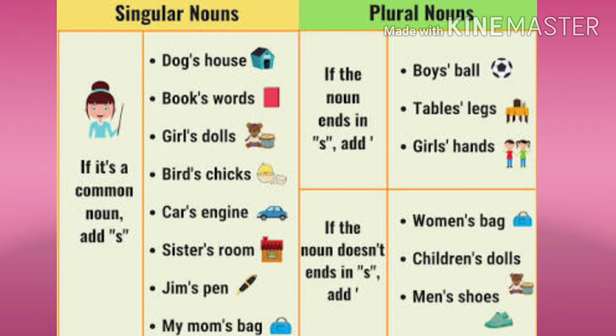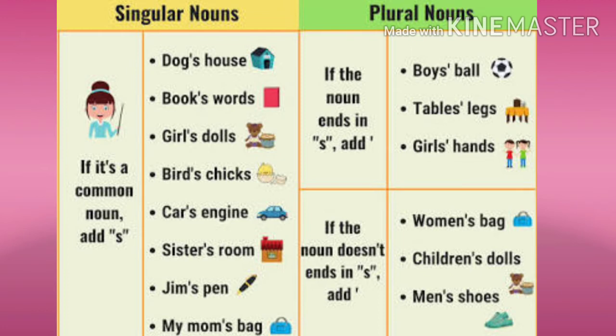Now, let us see what happens with plural nouns. If the plural noun ends in s, we add just an apostrophe. For example, boys' ball, tables' legs, girls' hands. In girls' hands, girls is a plural, so we added the apostrophe at the end.